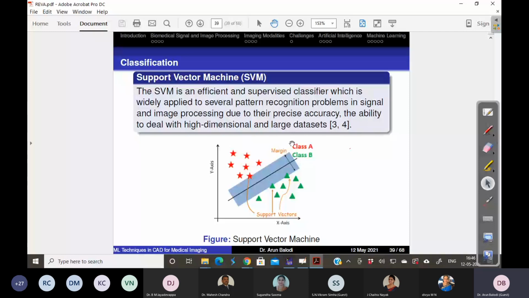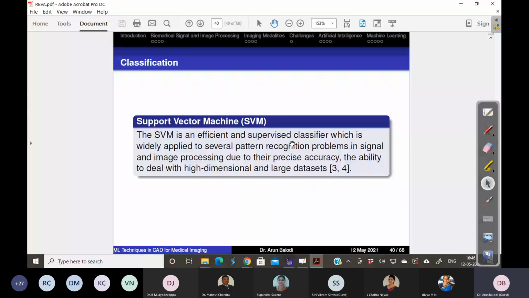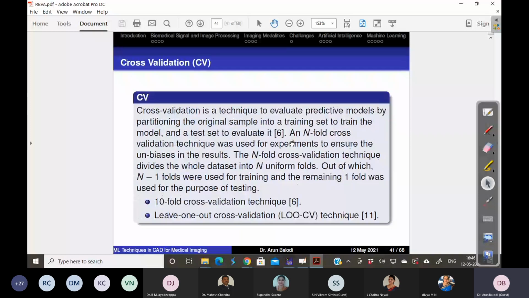An important machine learning technique that we have to understand is cross validation. Cross validation means removing the bias in the training of the machine. Let's say I am going to use n-fold cross validation. The total data I divide into n parts. The n minus 1 parts I use for training and 1 part I use for testing.